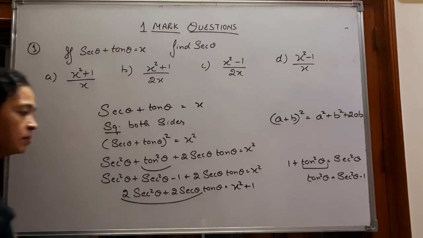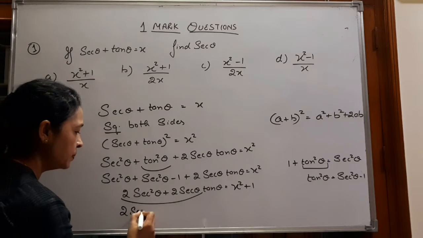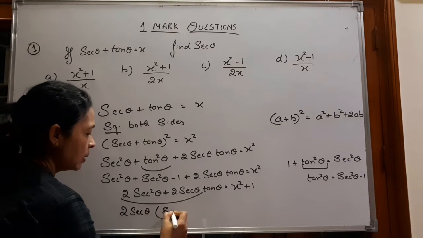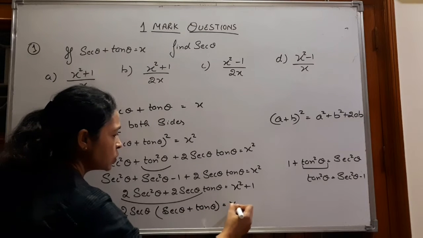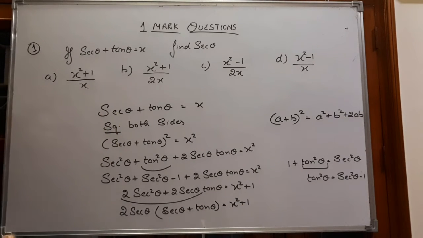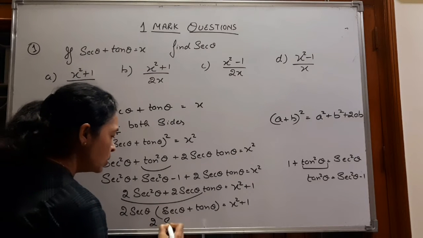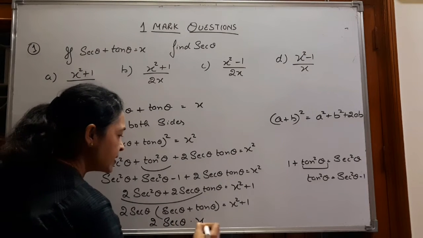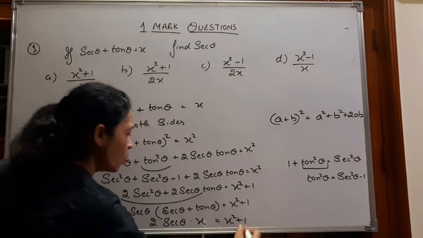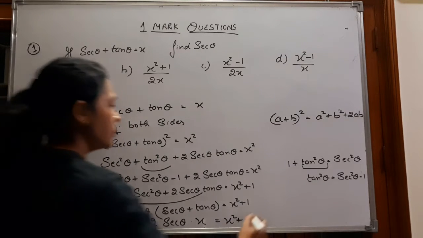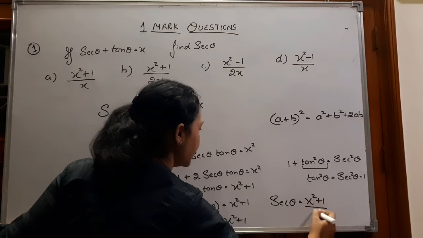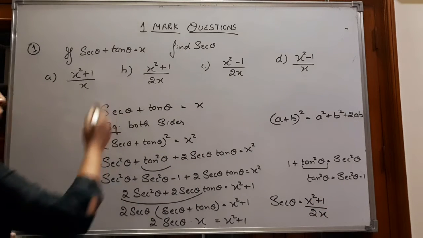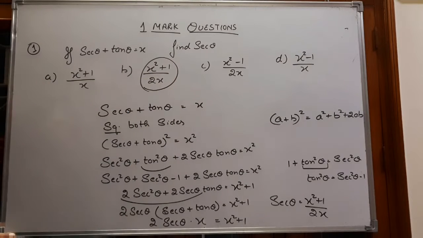What is common in these two terms? 2 sec theta. In the bracket we have sec theta plus tan theta, which equals x square plus 1. Sec theta plus tan theta is given x. So 2 sec theta into x equals x square plus 1. We have to find the value of sec theta. Sec theta will be equal to (x square plus 1) by 2x. Therefore, option B is our correct option.